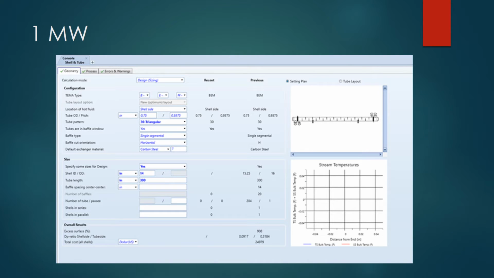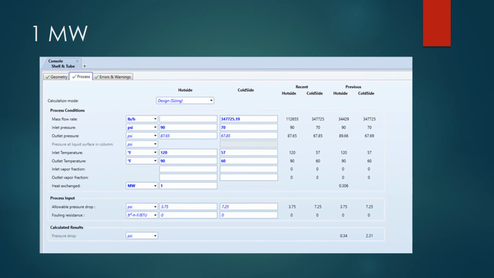We initially designed our heat exchanger to accommodate a 1 megawatt total heat transfer as is outputted continuously by MSU's HPC. With a 30-degree triangular tube pattern and given parameters, we were met with an error screen. 1 megawatt is too much for a heat exchanger of this size to process.